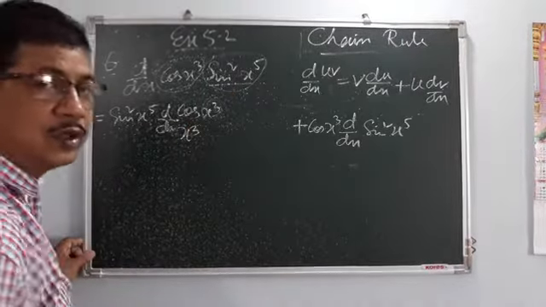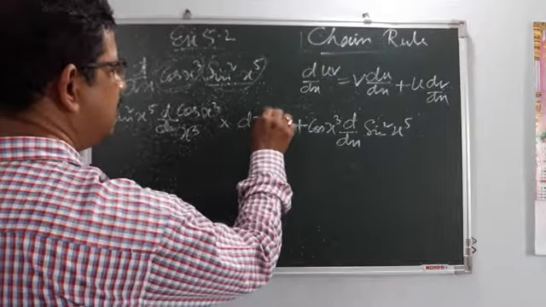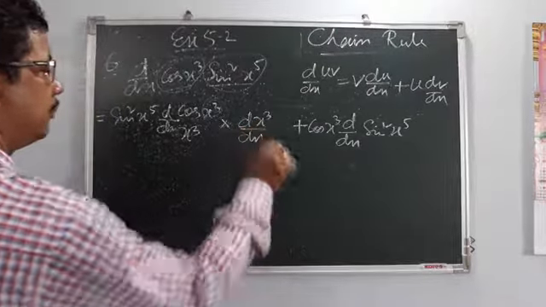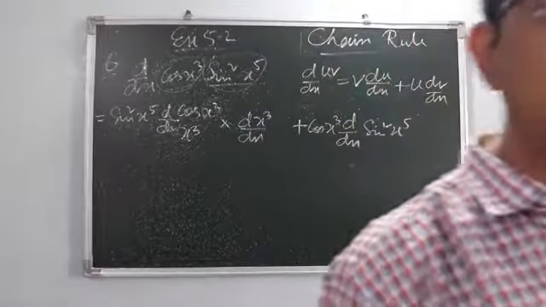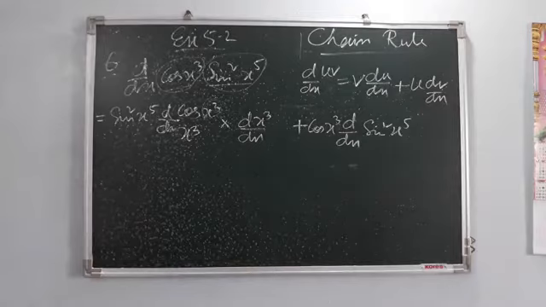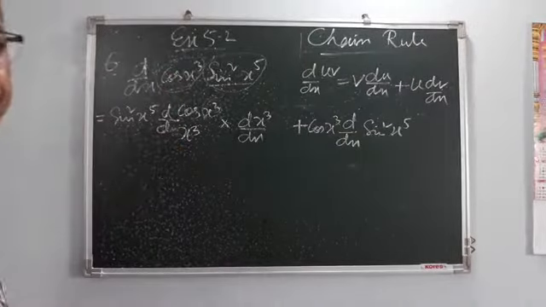Instead of x, we will write x cube, and then it will multiply by d(x cube)/dx. Why are we using the chain rule? Without using the chain rule, we cannot do it. So that's why, to solve this one, we have used this.